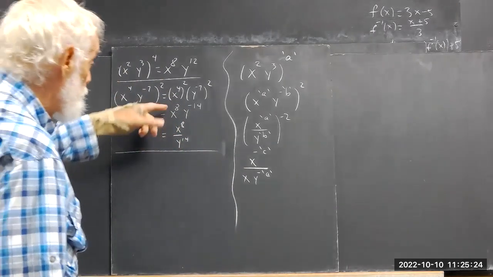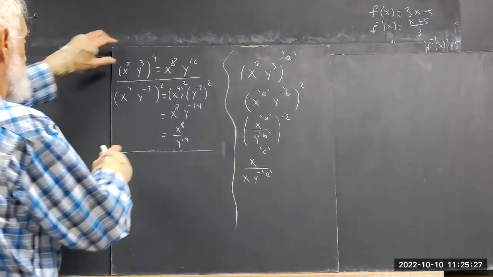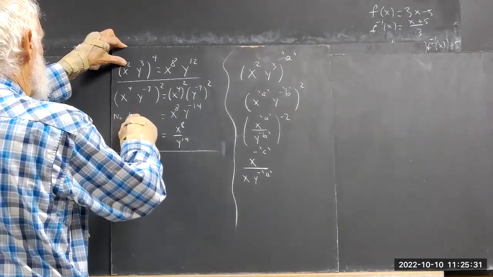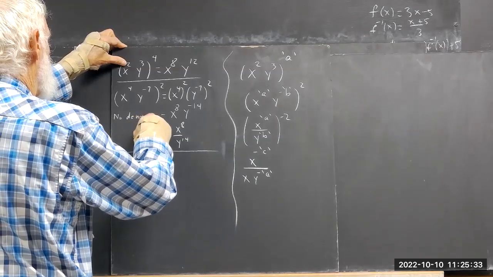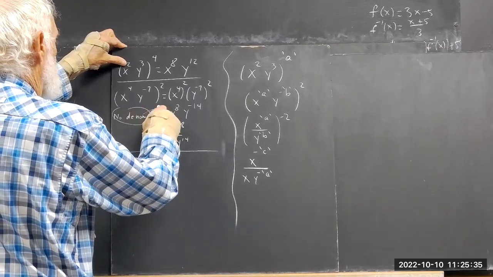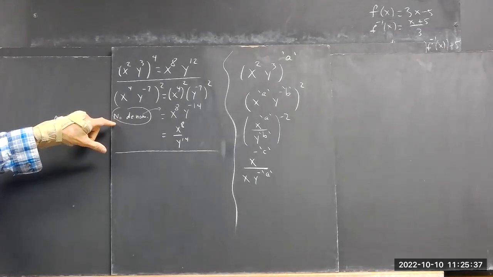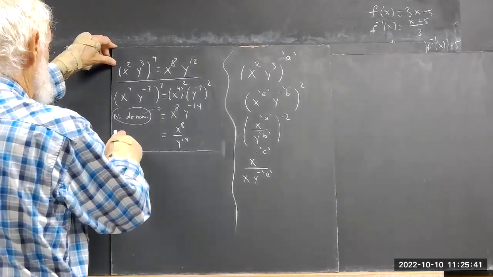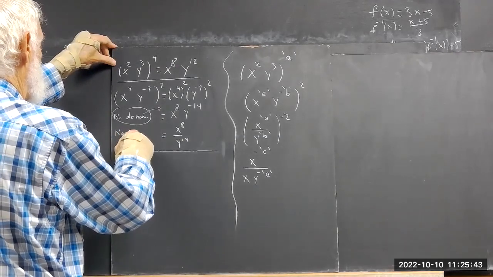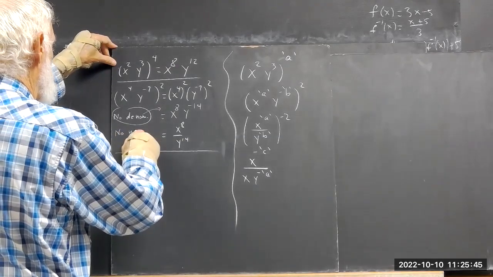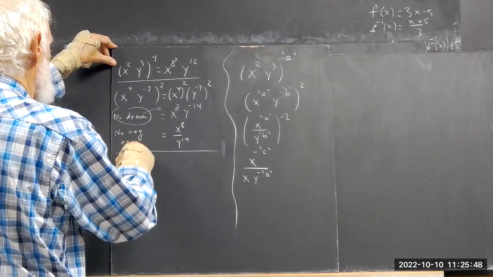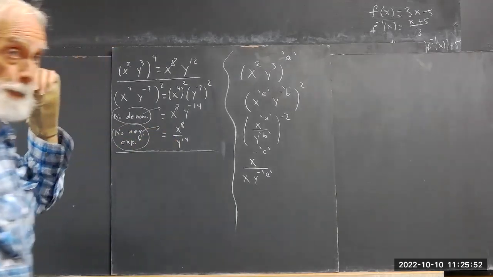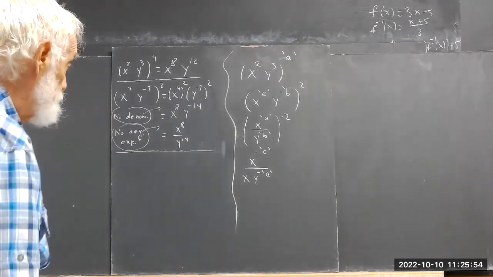Okay, just in case though, make sure that's written small and abbreviated. It says no denominators. And this says no negative exponents.